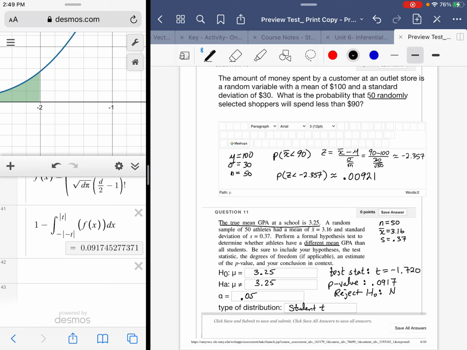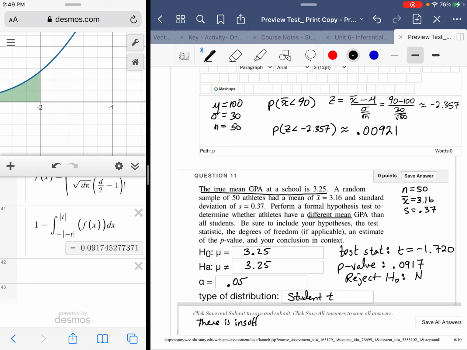And so then it's just a matter of writing the conclusion out. So there is insufficient evidence to reject the claim that the population mean GPA is 3.25 at the 0.05 significance level.